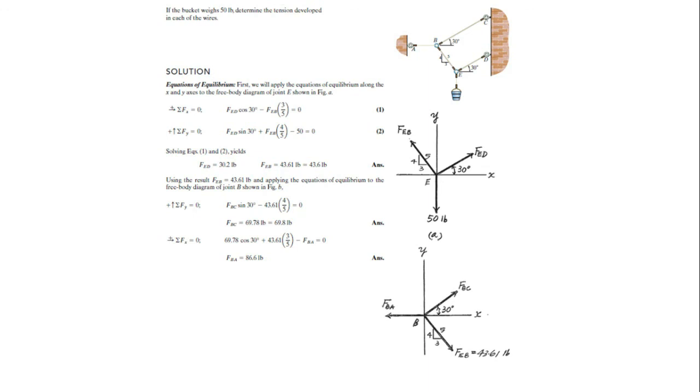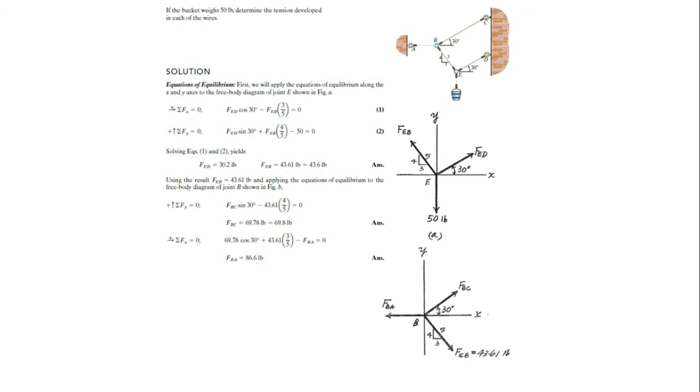Apply sigma Fy, you will get force BC sine 30 minus 43.61 times 4 by 5. You get force BC is 69.8 pounds. You apply sigma Fx equals to 0. And when you apply sigma Fx equals to 0, you get 69.78 cos 30 plus 43.61 times 3 by 5, minus the unknown force component FBA, which is acting on the opposite side of x. So you solve it, and you get force BA equals to 86.6 pounds.